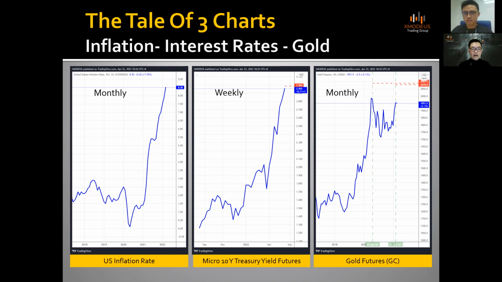Now these two charts are very strange in the sense that the third chart, which is a chart of the monthly gold prices, you can see is also on the upward rise. Normally, if we have the first two scenarios, you'll see gold coming down, right?